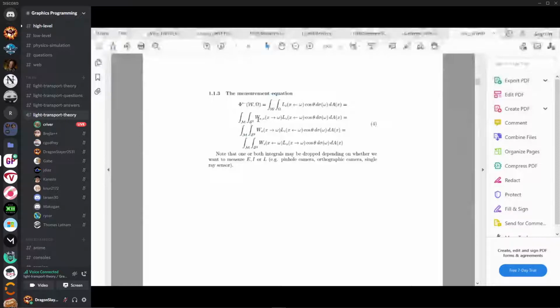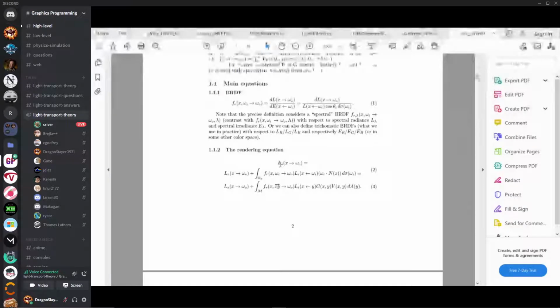So at the end of the day, when you're writing a ray tracer, you really want to measure something like that. And to measure something like that, you have an unknown function L, which you need to somehow estimate by using these equations. So today we'll look at how we can solve these equations numerically. Questions?